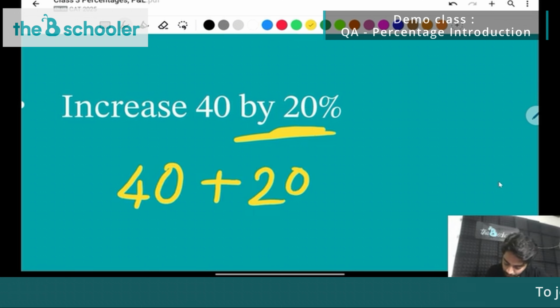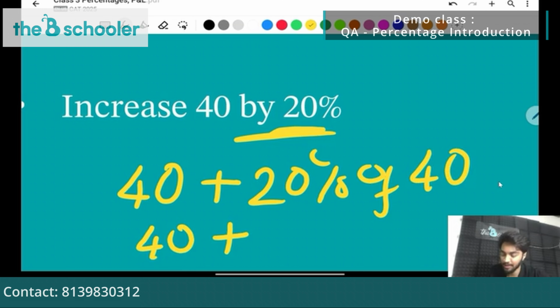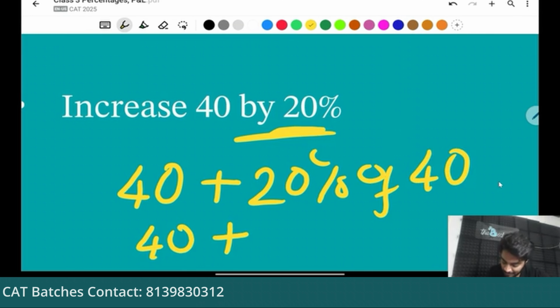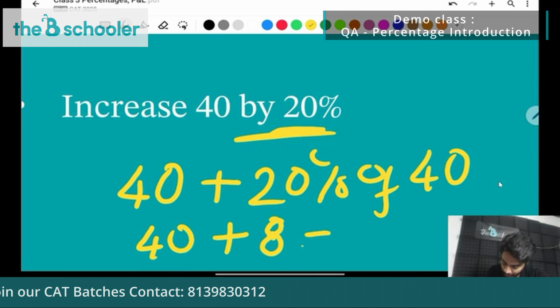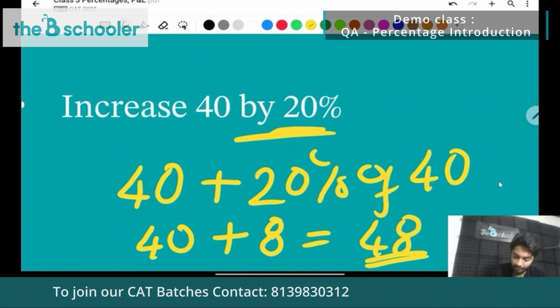Okay. So one way of doing this is 40 plus 20 percent of 40. What is 10 percent of 40? It is 4. 20 percent of 40 is going to be 2 times 4, which is 8. So 40 plus 8, you get 48. Okay, this is one way. This is the conventional way of doing it.